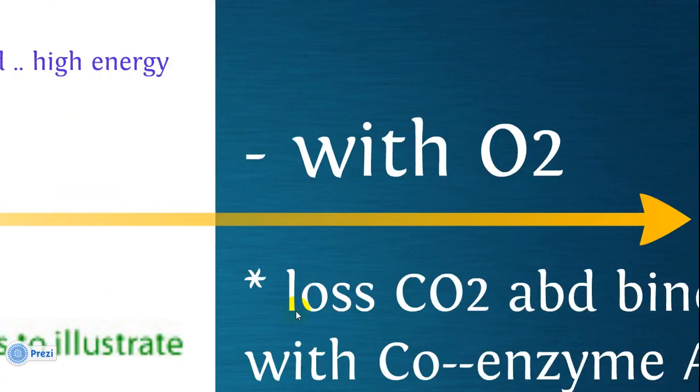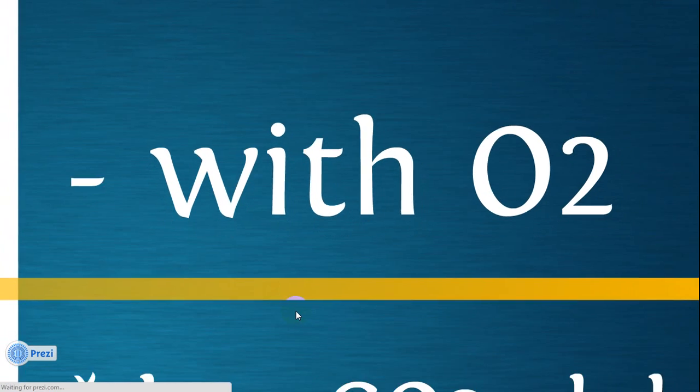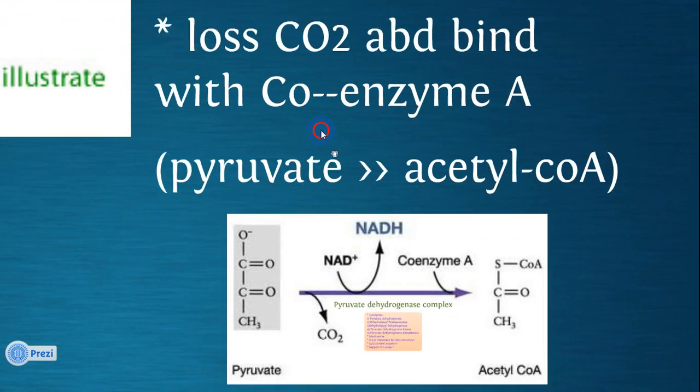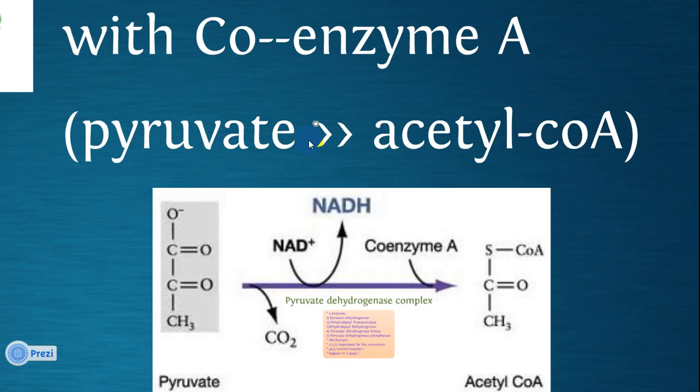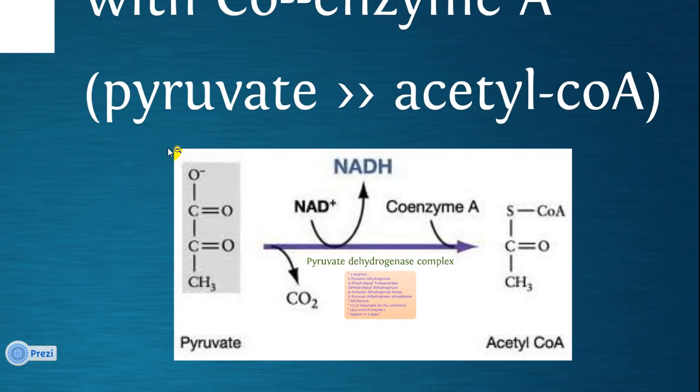Now the other way for the pyruvate is in the presence of oxygen. If there is oxygen, pyruvate can continue to the citric acid cycle. But before entering the citric acid cycle, it must lose a CO2, and it will bind with coenzyme A. So the pyruvate will be changed to acetyl-CoA.